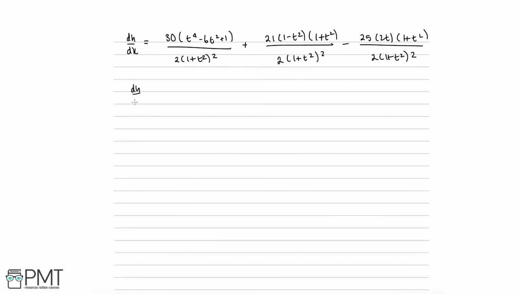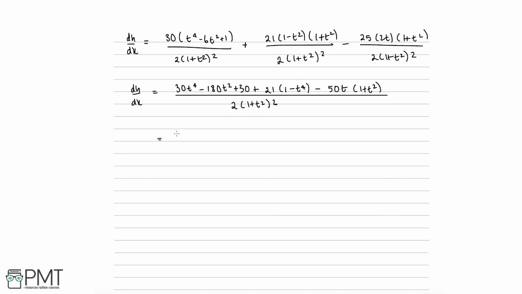So we have dh by dx is going to be equal to 30t to the power 4 minus, well, 30 times minus 6 will be minus 180, so minus 180t squared plus 30, plus 21 multiplied by, this is a difference of two squares, so this will be 1 minus t to the power 4, minus, well, 25 multiplied by 2 will be 50, so it will be 50t multiplied by 1 plus t squared, and this is all divided by 2 multiplied by 1 plus t squared all squared.